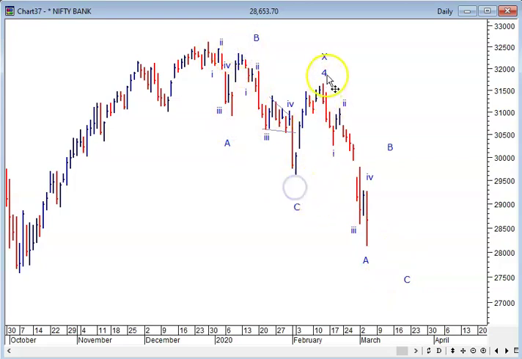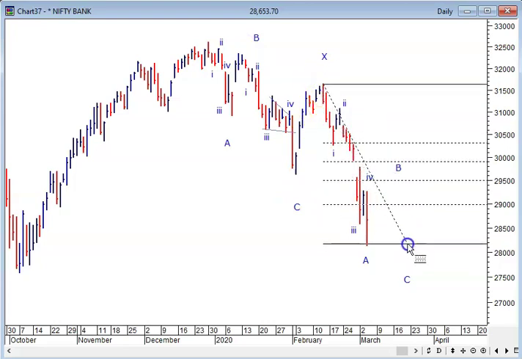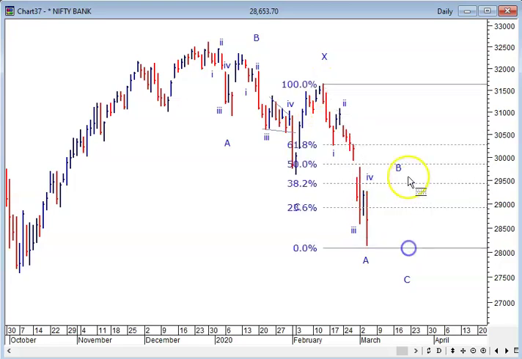Then what you would really expect is wave B up. Now wave B can be small, big, it can turn into a triangle, but it can do 50 to 60% as well. So now even in this case, if you do a 50% retracement, you would end up at 29,845, 61% would end up at 30,254. So you have these two potential retracement levels, staring at you.